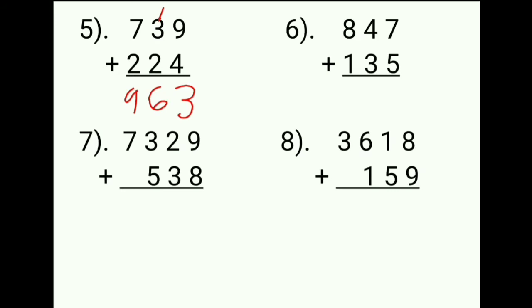Okay. Now next sum. 847 plus 135. Now 7 plus 5 is equal to 12. So we will put 2 here and 1 carry. 4 plus 1 is 5. 5 plus 3 is 8. Right? And 8 plus 1 is 9. So, our answer is 982.